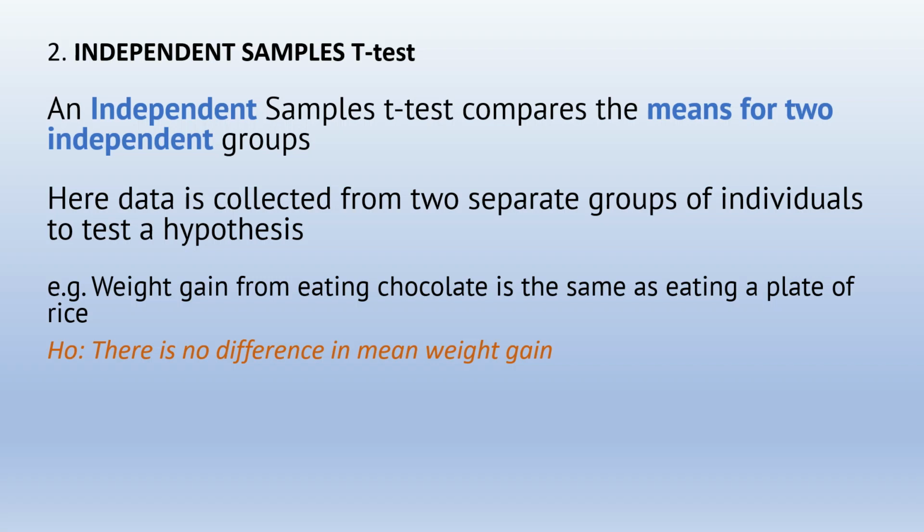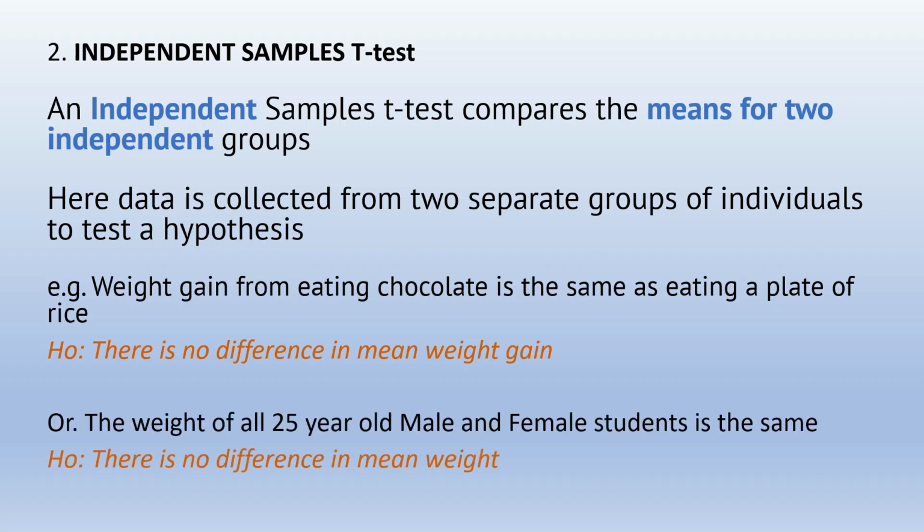So what we do, we will feed two separate groups of people, one with chocolate and another one with rice. After some time, we take their weight and we see if their weight is significantly different. So we do what we call the independent samples t-test.